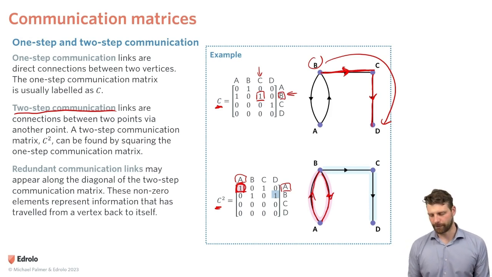And so we can see this is different to this one highlighted here in blue, which is B communicating with D via C. So here B communicates to C and then to D through C. So there you go. That's two-step communication links and redundant communication links.